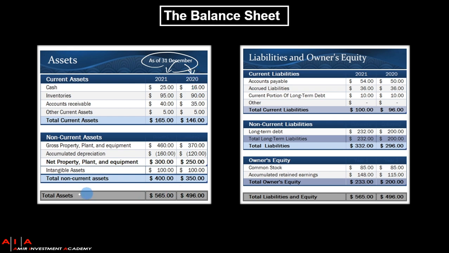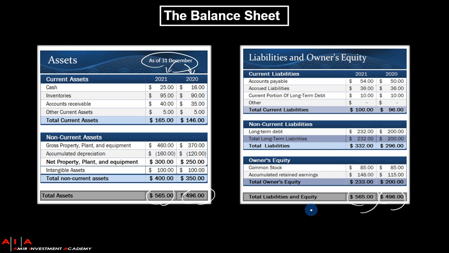We come down: total assets 496 in 2022, total liabilities and equity 496. In 2021, 565 and 565. Again, we see that balance: A equals L plus E. And if you do not see that balance in there, well, there might be a mistake, or I don't know, somebody's lying about something, because that balance has to be in there.